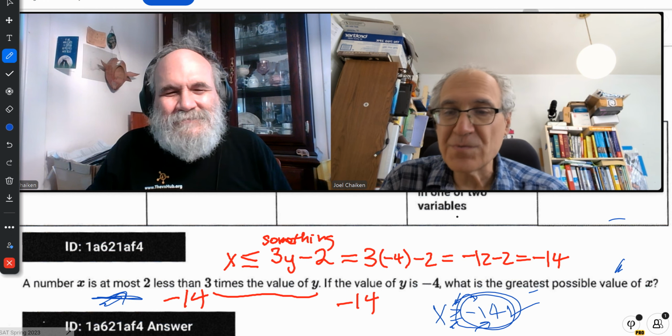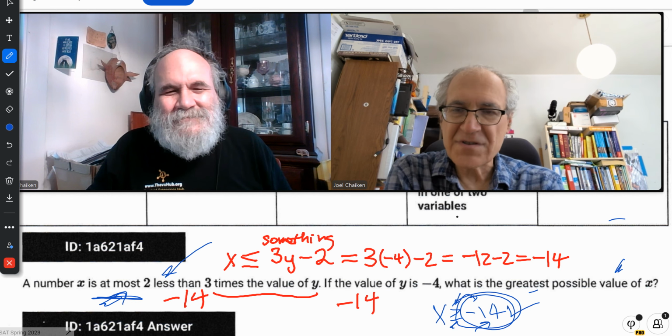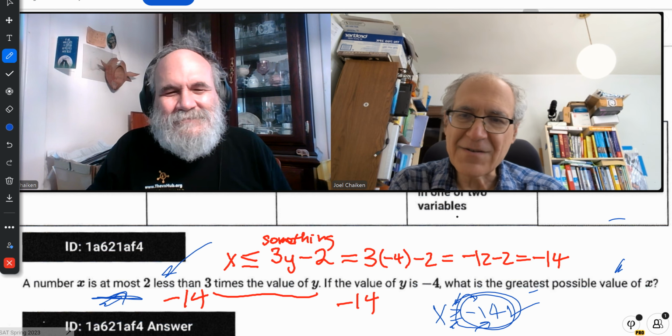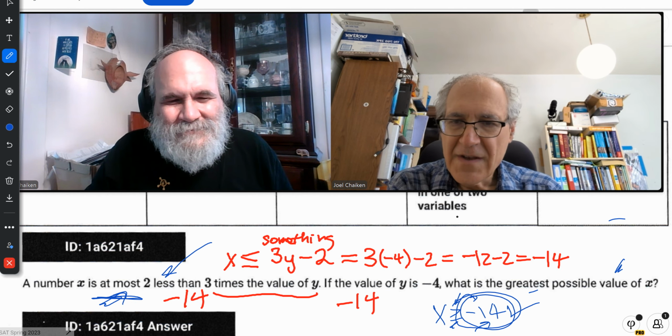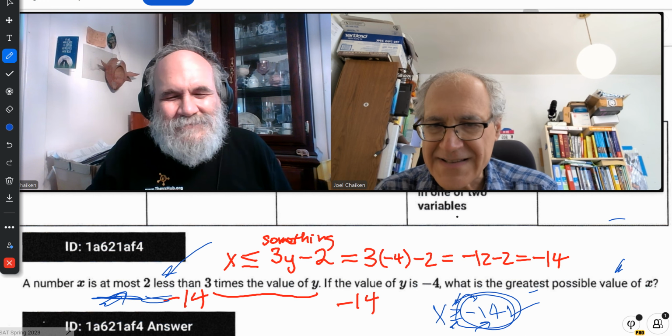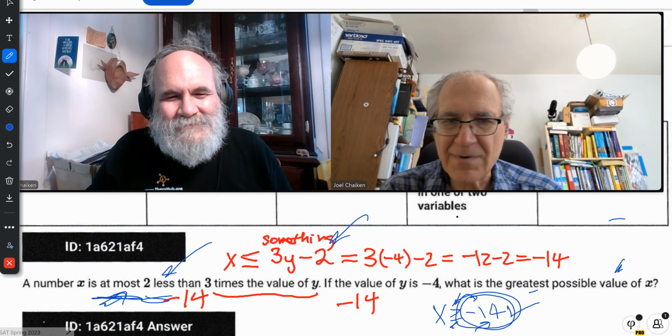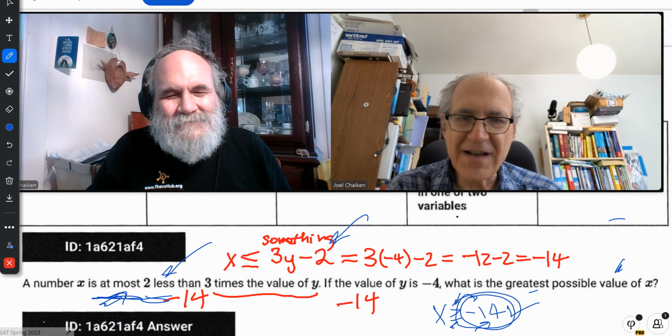And then there's this "two less than," which is one of the worst translation problems. You basically start in sixth and seventh grade, and everybody makes the mistake of putting the two on the wrong side. When you see "two less than," it's minus two, not the other way around. I'm sure everybody has made that mistake.